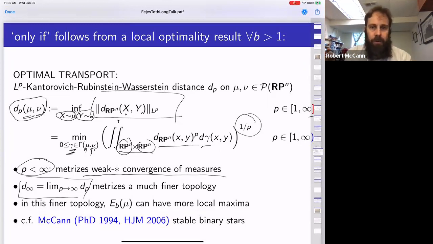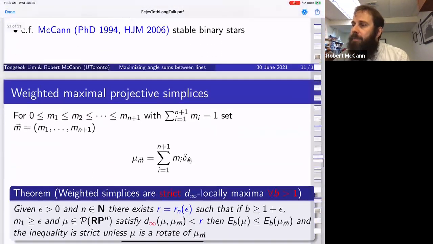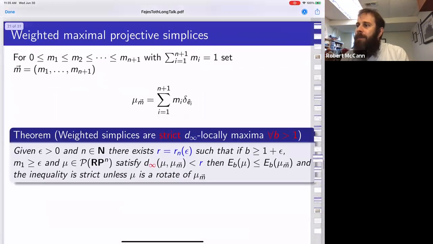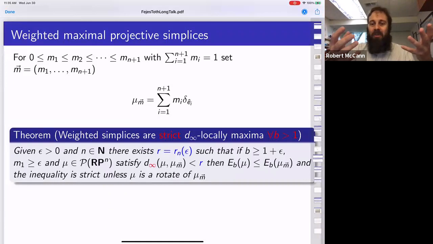Okay, are there questions about the topology? Right, so here's our next theorem. Not only are the conjectured guys local optimizers, but any measure that has that support is also a local optimizer. So let's look at weighted versions of the conjectured guys. You pick your favorite. You have a binary star of any mass ratio you want if the angular momentum is large enough, and it will be a stable local minimum.